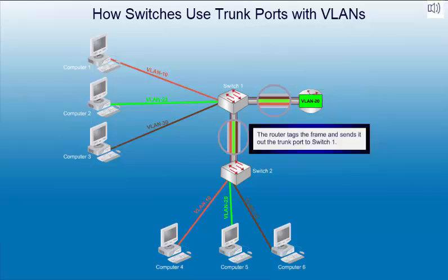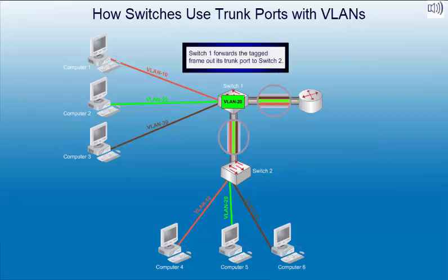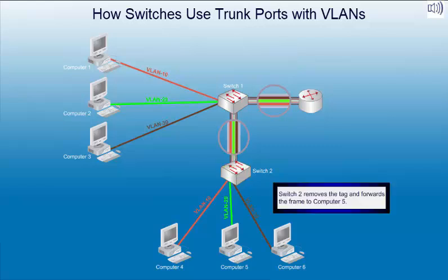The router tags the frame and sends it out the trunk port to switch 1. Switch 1 forwards the tagged frame out its trunk port to switch 2. Switch 2 removes the tag and forwards the frame to Computer 5.